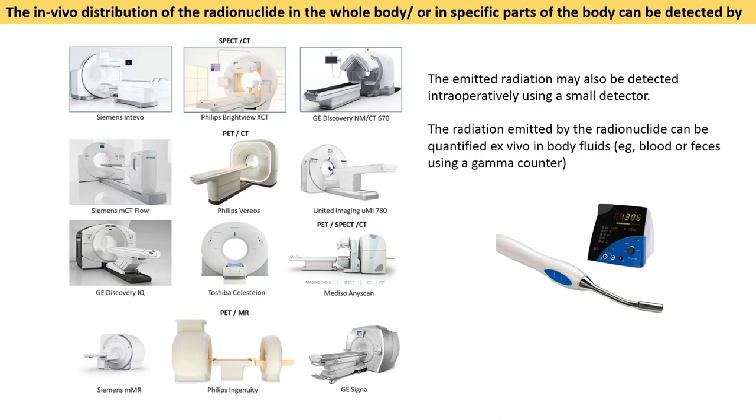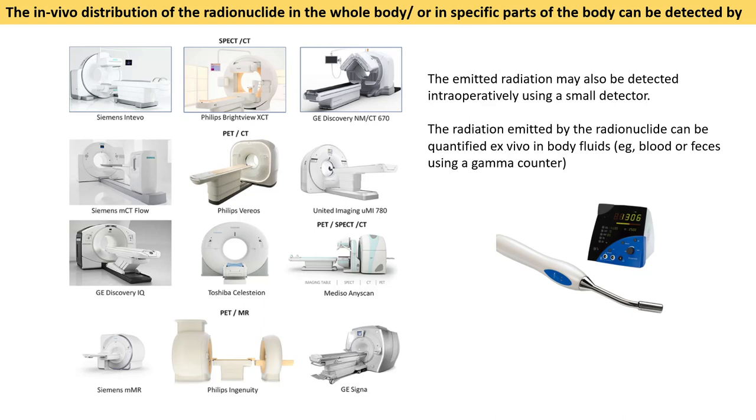The in vivo distribution of the radionuclide in the whole body or in specific parts of the body can be detected by this group of instrumentation, or these imaging modalities, like SPECT-CT, PET-CT, PET-MR, and so on. These can be used to image the in vivo distribution of the radionuclide in the whole body or in specific parts of the body.